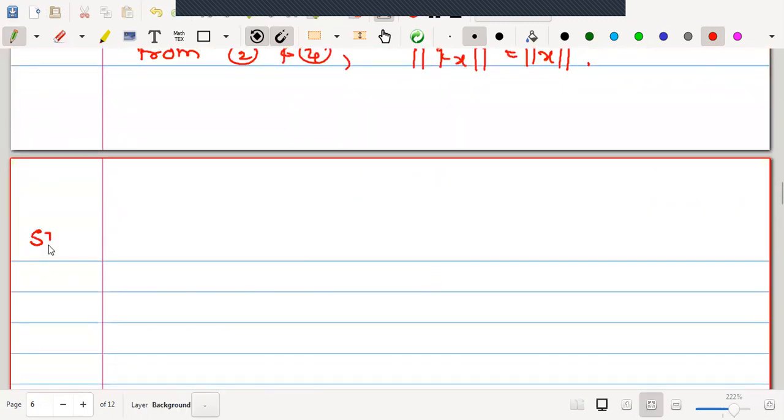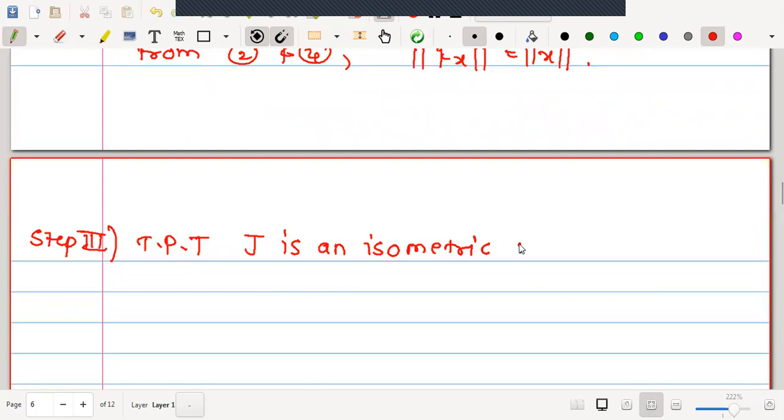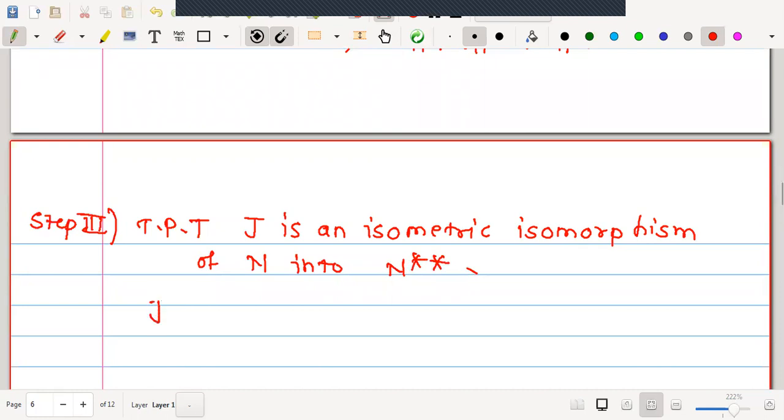What we want to do in step 3? In step 3 we want to prove that J is an isometric isomorphism of N into N double star. How is the mapping J defined? We will just recall J defined from N to N double star. The definition is J operated on x is fx.